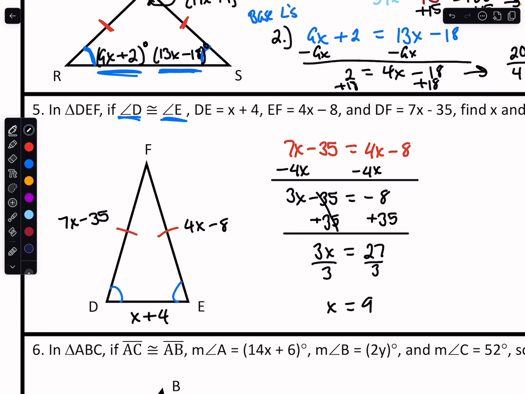Okay, and what we do to find what each of those sides are is just plug them in, right? Plug 9 in for x. So 7 times 9, take away 35. 4 times 9 minus 8. And 9 plus 4.